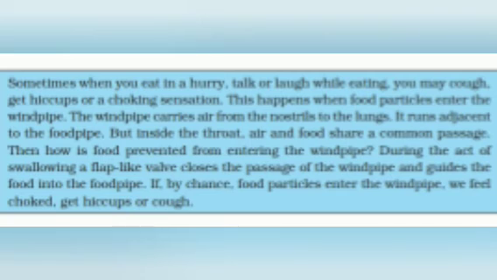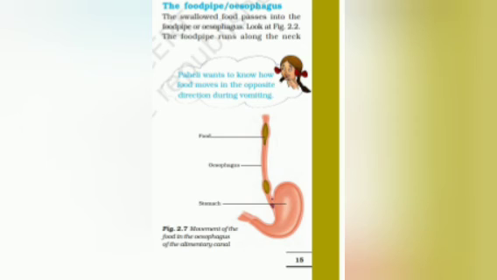सो ड्यूरिंग द एक्ट ऑफ सॉलोइंग, जब हम सॉलो करते हैं फूड, देयर इज अ वन फ्लैप लाइक वाल्व which closes the passage of the windpipe and guides the food into the फूड पाइप. जो विंड पाइप के ऊपर एक वाल्व आ जाती है, पर्दा आ जाता है, सो दैट फूड ऑटोमेटिकली एंटर्स इनटू द फूड पाइप. If by chance the food particles enter into the windpipe, then we feel choked or get hiccups or coughs. So let us move in detail of food pipe or esophagus.